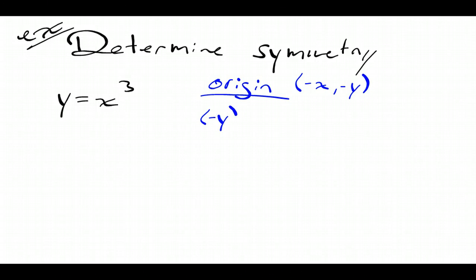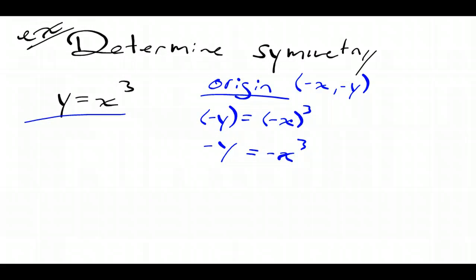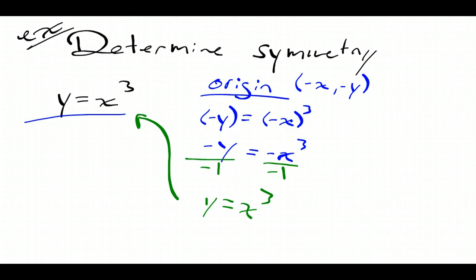If I put in a negative y and a negative x, well, negative x cubed stays negative x cubed. Negative y is still negative y. I have negatives on both sides, while the original has positives on both sides. So in order to make it look just like my original, I can divide both sides by negative 1 so that I would have y equals x cubed. And there it is. It looks exactly like the original. So I have origin symmetry.